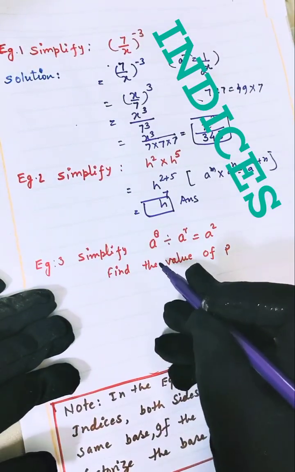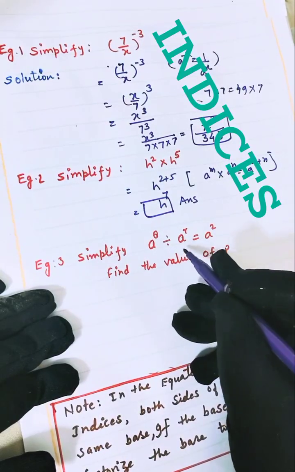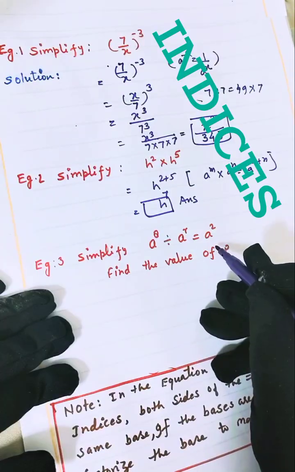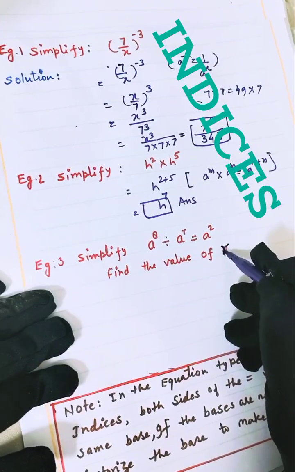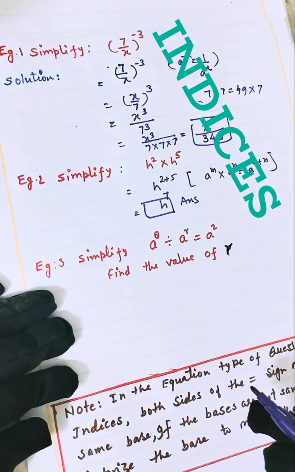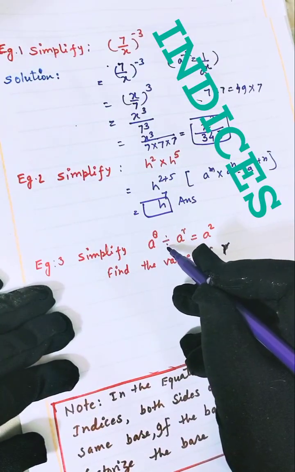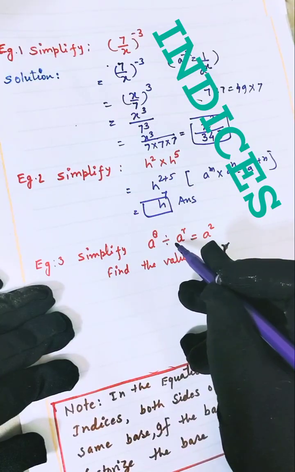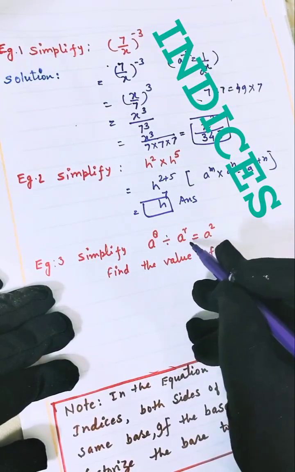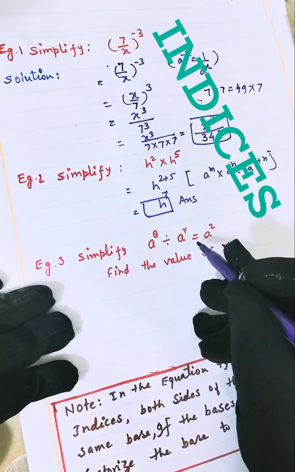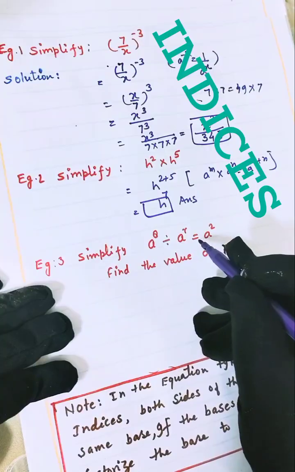It is somewhat different. Simplify: a to the power 8 divided by a to the power r equals a to the power 2, a square. Find the value of r, guys. This is the equation type of question. The bases are the same. On the left hand side is a to the power 8 divided by a to the power r, equal to a square. So the bases are the same on the left hand side and right hand side. Whenever the bases are the same in an indices equation, the powers can be equated.